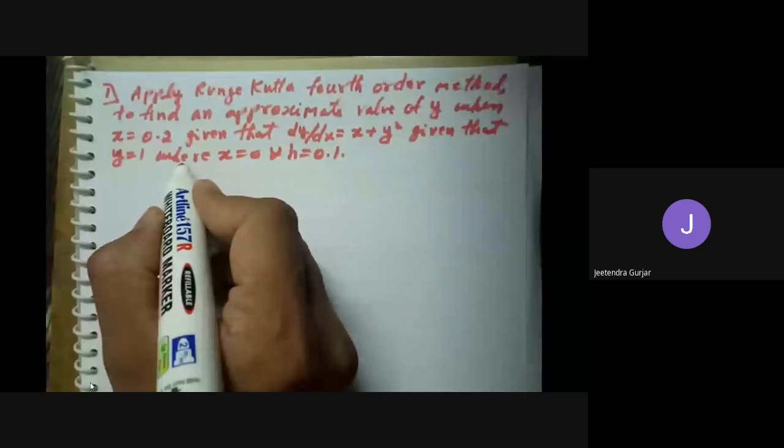Runge Kutta method to find an approximate value of y at 0.2, where dy/dx is equal to x plus y square. Given that y is equal to 1, where x is equal to 0 and h is equal to 0.1.